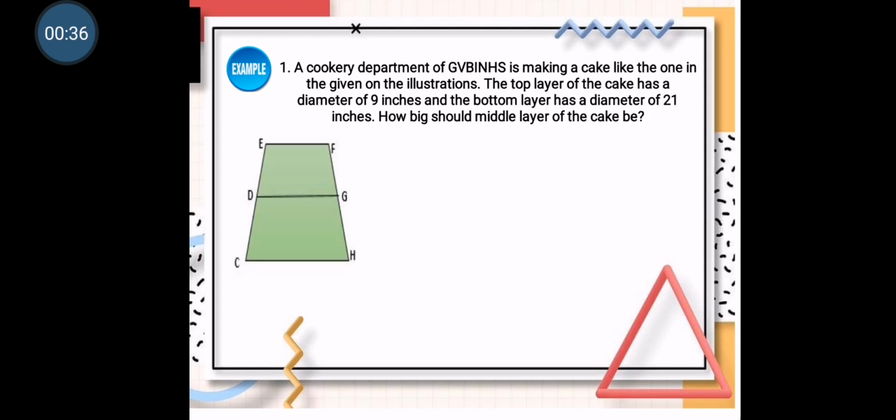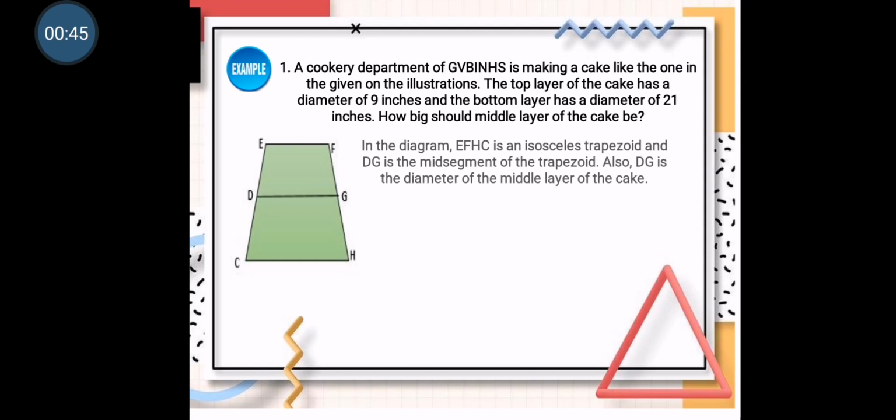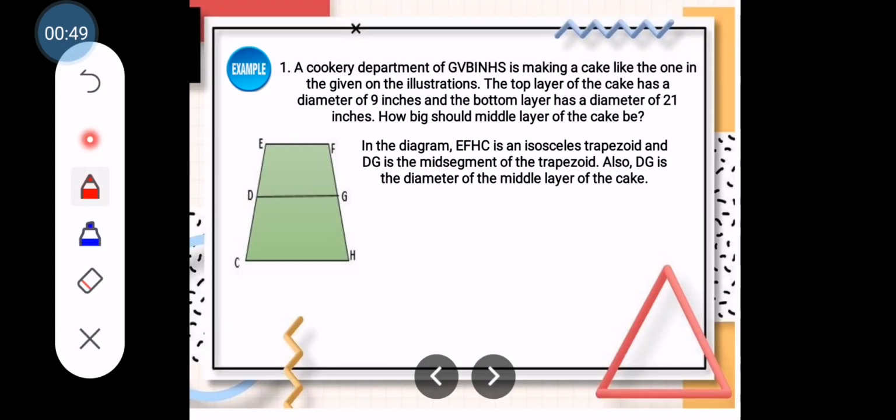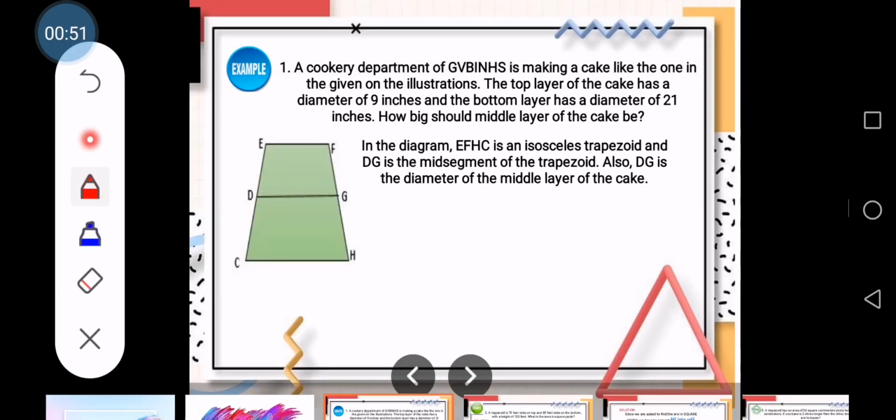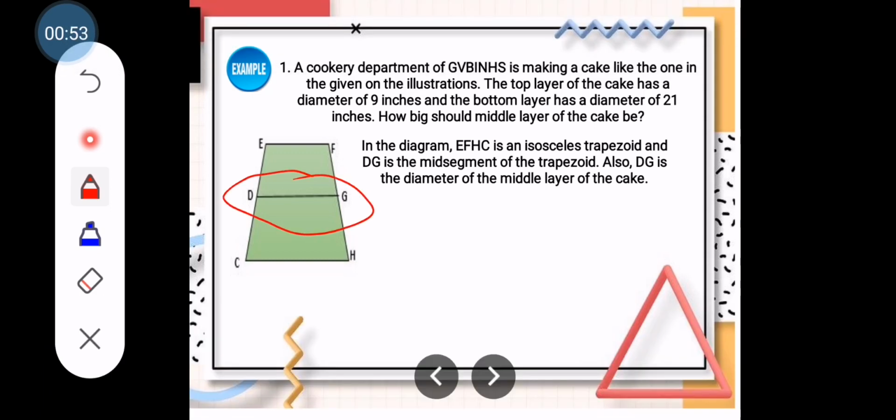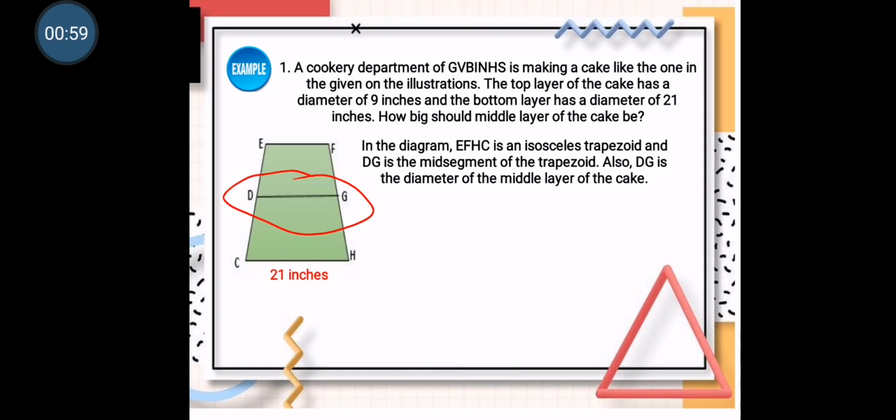So, kailangan illustrate muna natin. Supposed to be, this is our cake and named as Trapezoid EFCH. And the middle layer of our cake, so, ang middle layer po natin is ito. Yung gitna niya, no? Is named as DG. So, ayan. So, ang gagawin po natin, label muna natin yung lower layer natin, which is 21 inches, and then ang upper layer is 9 inches.